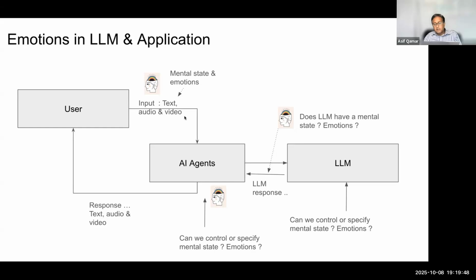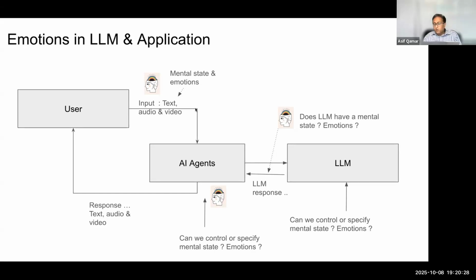At the same time, for the agents application together with the LLM, the question is: does the LLM also have a mental state? For example, if you and me are interacting, we both have a mental state, we both have emotions, and we say we have a higher level of emotional intelligence if I understand the mental state of the other person. Based on that, I can respond back. That's a higher level of EQ. So in that context, can we say that the LLM knows our mental state? Does the LLM know our emotions?